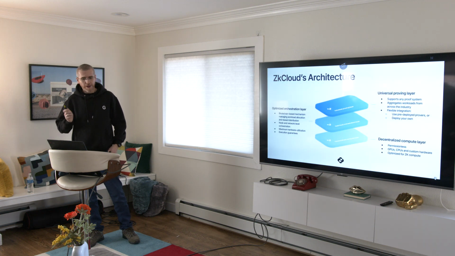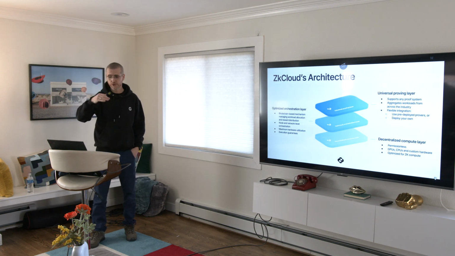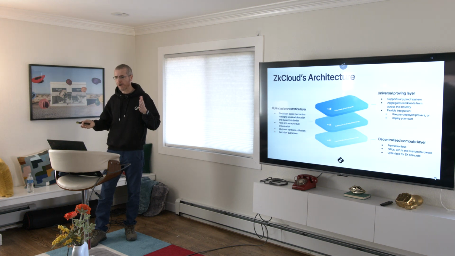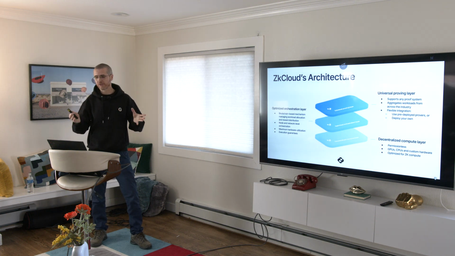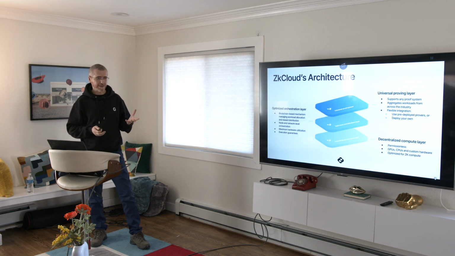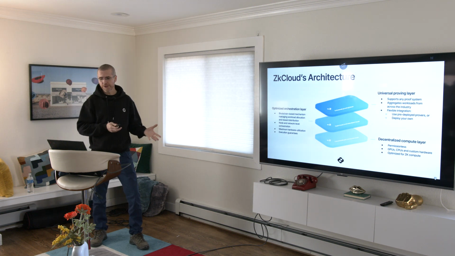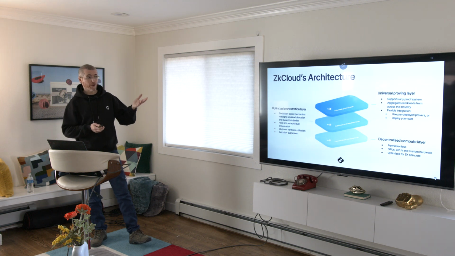A quick overview of our architecture. There is a universal proving layer, an orchestration layer, and then the compute layer. The proving layer is universal because we support any proof system, and this is one of the key elements in how we can aggregate workloads from across the industry. There are flexible ways to integrate with our network. You can use our pre-deployed provers and generate proofs for those, or you can deploy your own prover as well. I'll go into more detail on a couple of slides later.